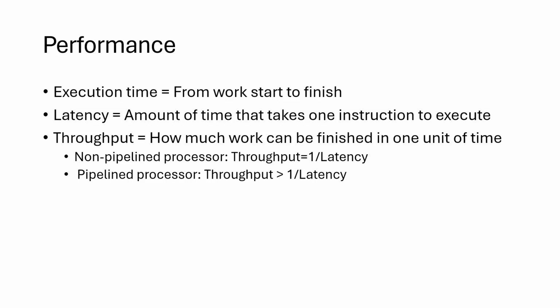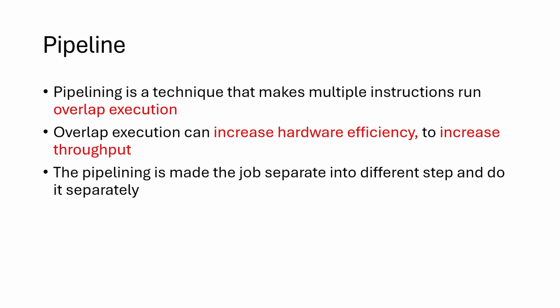Of course, when we use the pipeline, we have better performance. Otherwise, we wouldn't use it. What exactly is the pipeline? The pipeline is a technique that makes multiple instructions run with overlapped execution. It means we want the CPU to be doing fetch, decode, and execute all the time. Overlapped execution increases hardware efficiency and thus the throughput. The pipeline separates the job into different steps and does them separately.